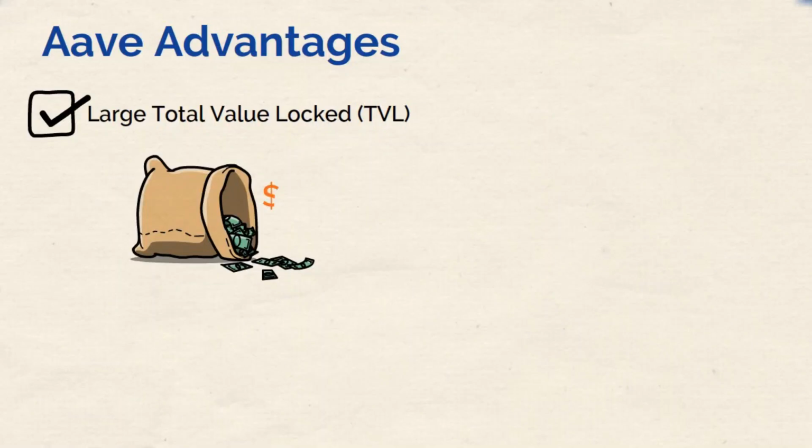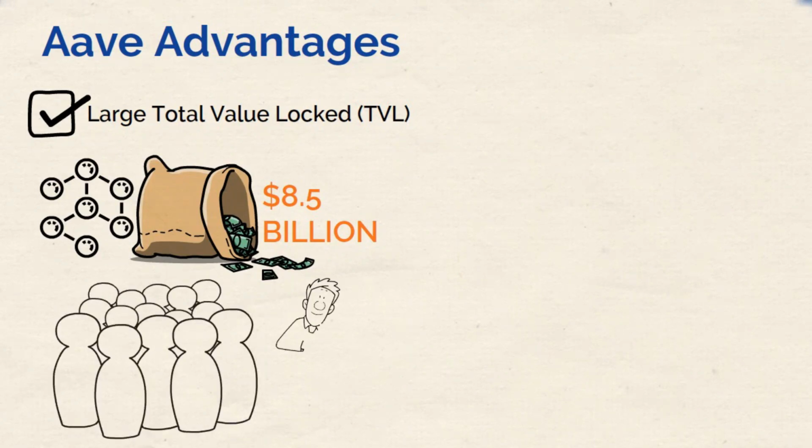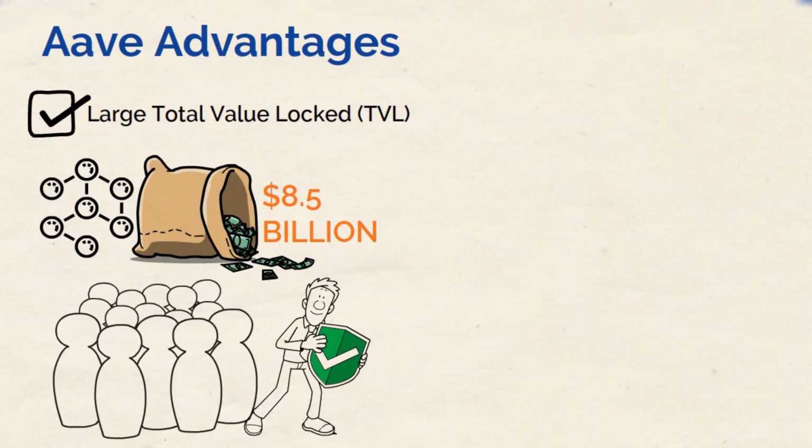The first advantage is its large total value locked, or TVL. Aave boasts around $8.5 billion in locked value, which makes it a giant in the DeFi space. This impressive TVL really shows off users' trust in Aave as well as its potential for significant returns, and is likely to push it further forward over time.